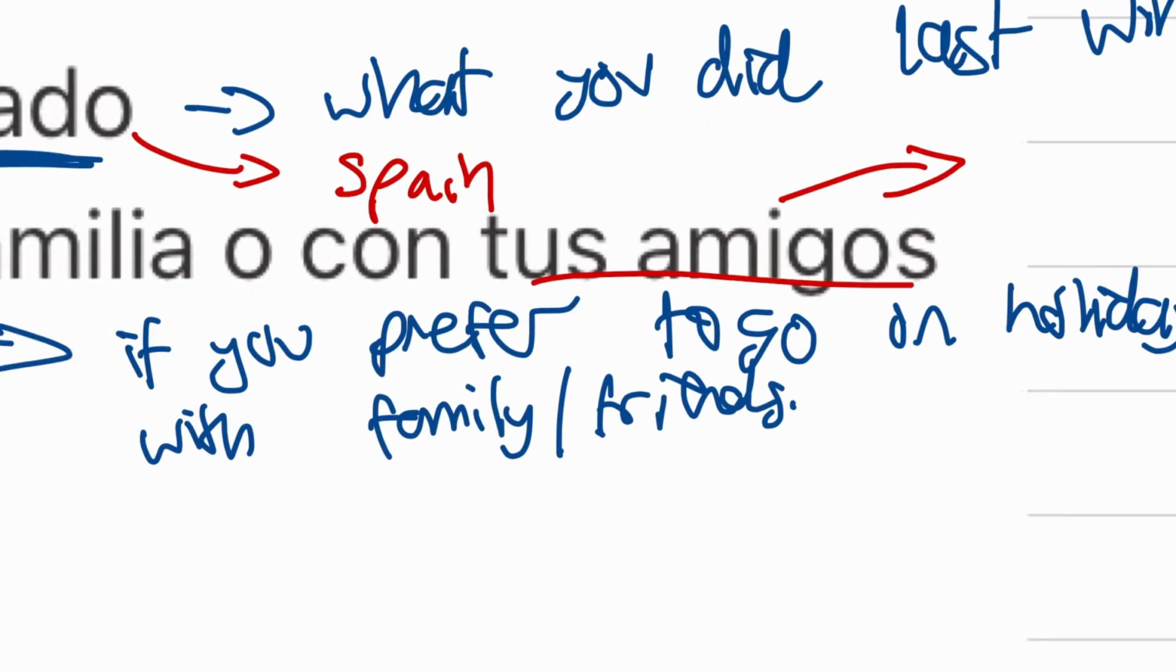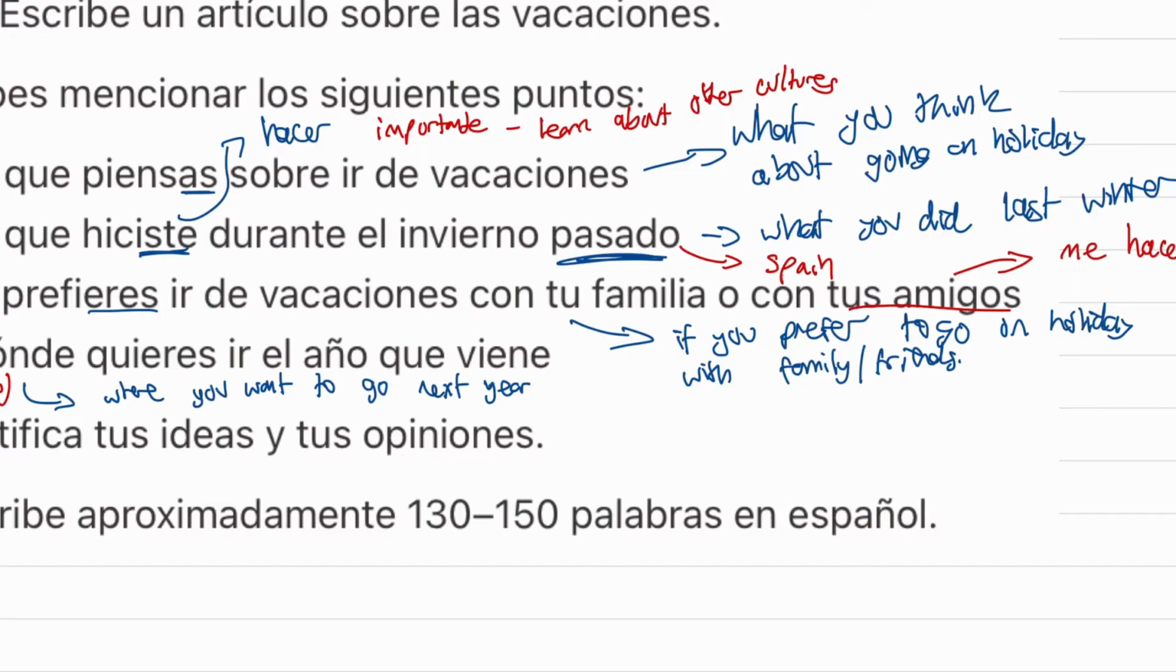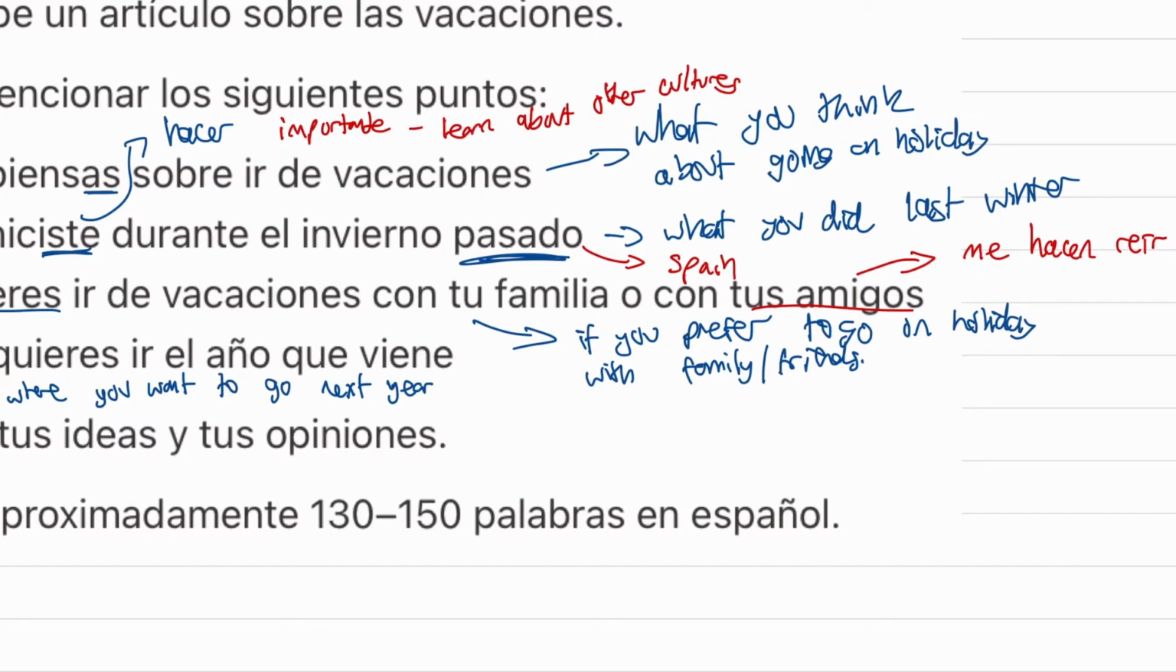And a reason that I will give is, what can we say? Stuff like they help me, they support me. I'm going to use they make me laugh. Me hacen reír. They make me laugh. As a quick note there of my reason for why I'm picking my friends.